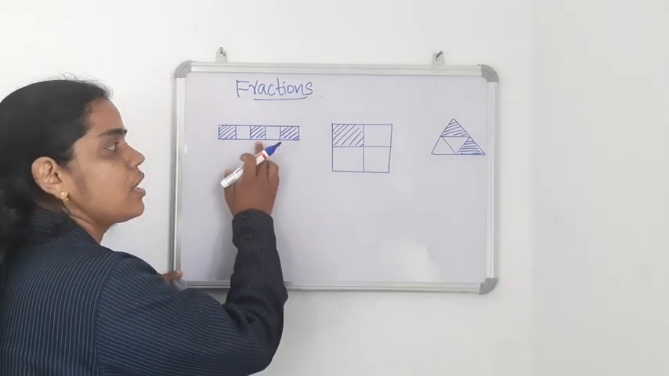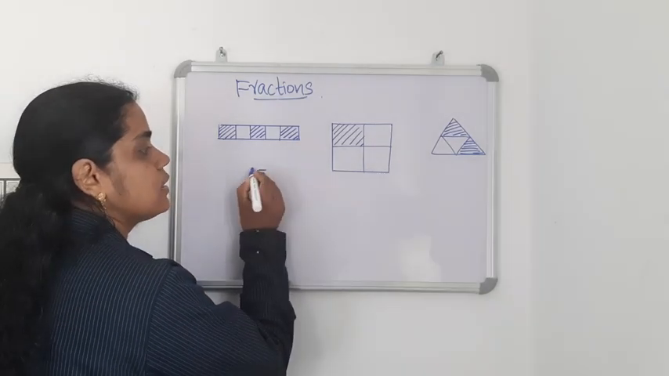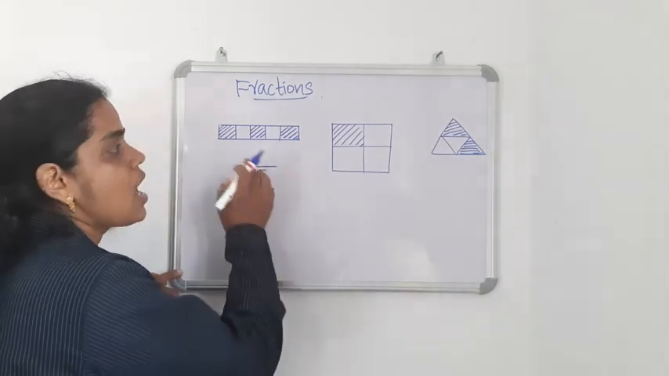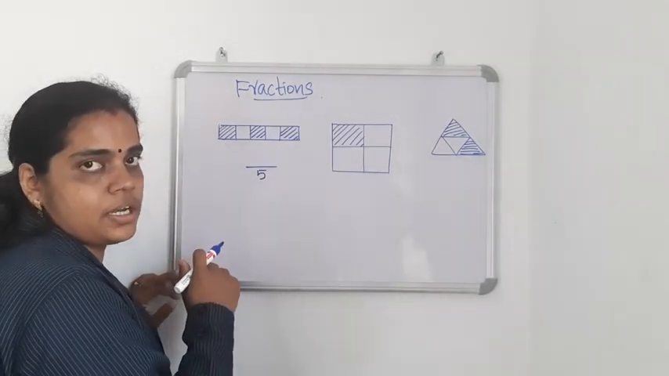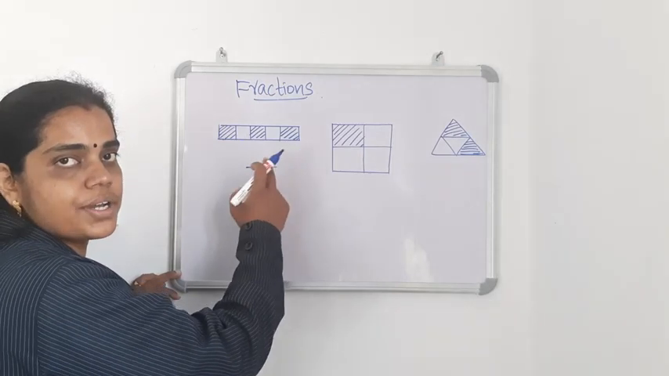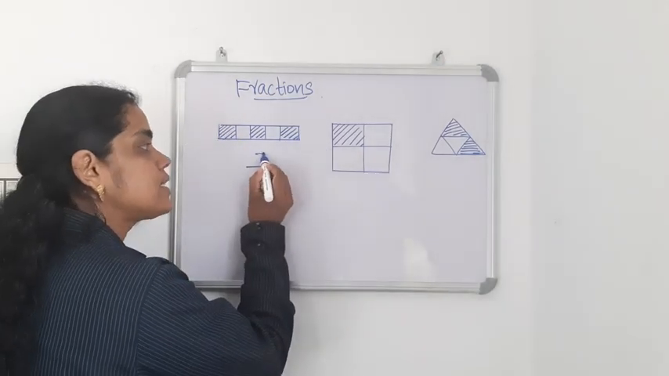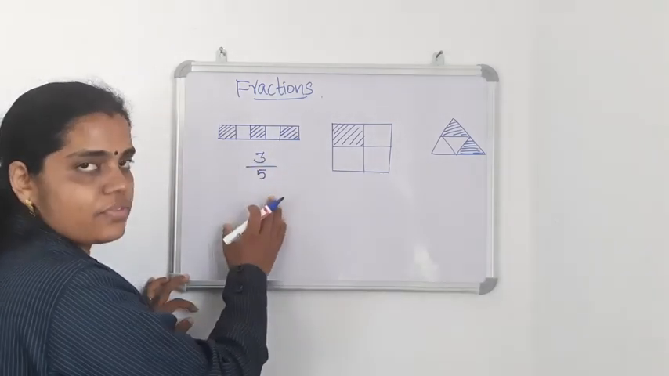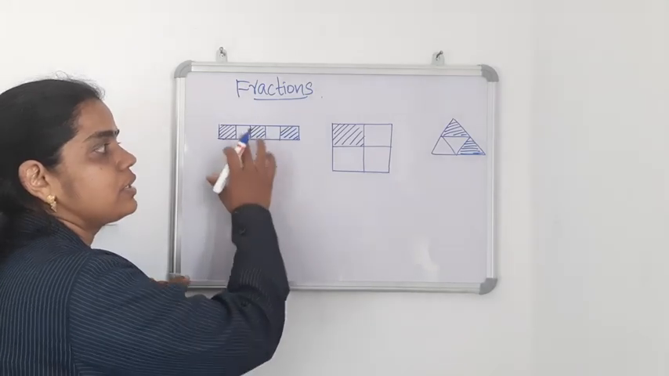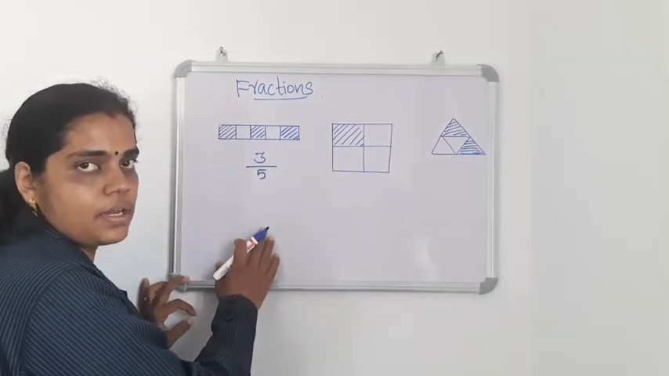1, 2, 3, 4, 5. So 5 parts are there in the first picture. Out of these 5 parts, how many parts are shaded? 3 parts are shaded. So the fraction is 3 by 5. So whole is 5. Out of 5, 3 parts are shaded. So its meaning is 3 by 5.